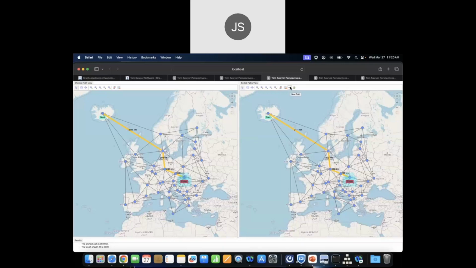So I can say, give me the next path. And you see how it changed slightly down here. So now we have an alternative, but still lower cost path. Let's say that we have a winter storm. We can't go this way, so that won't work.